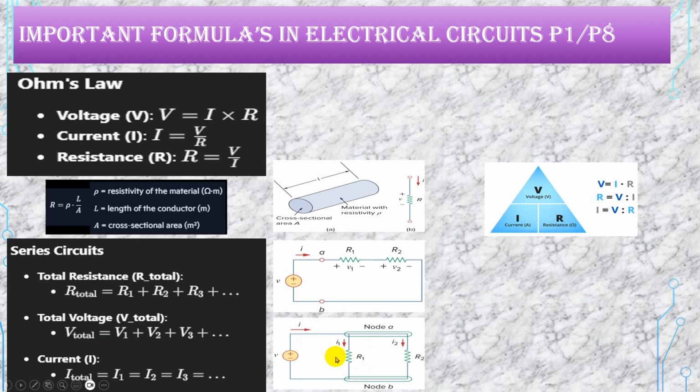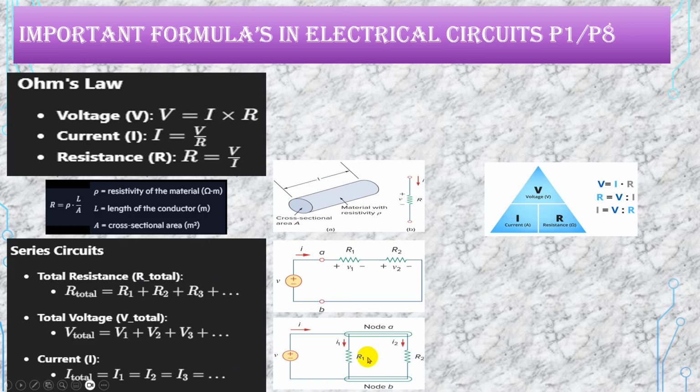Now coming to the parallel. If the resistances are connected in parallel, in a T shape or pi shape, then the resistance summation will not be like R1 plus R2 plus R3.